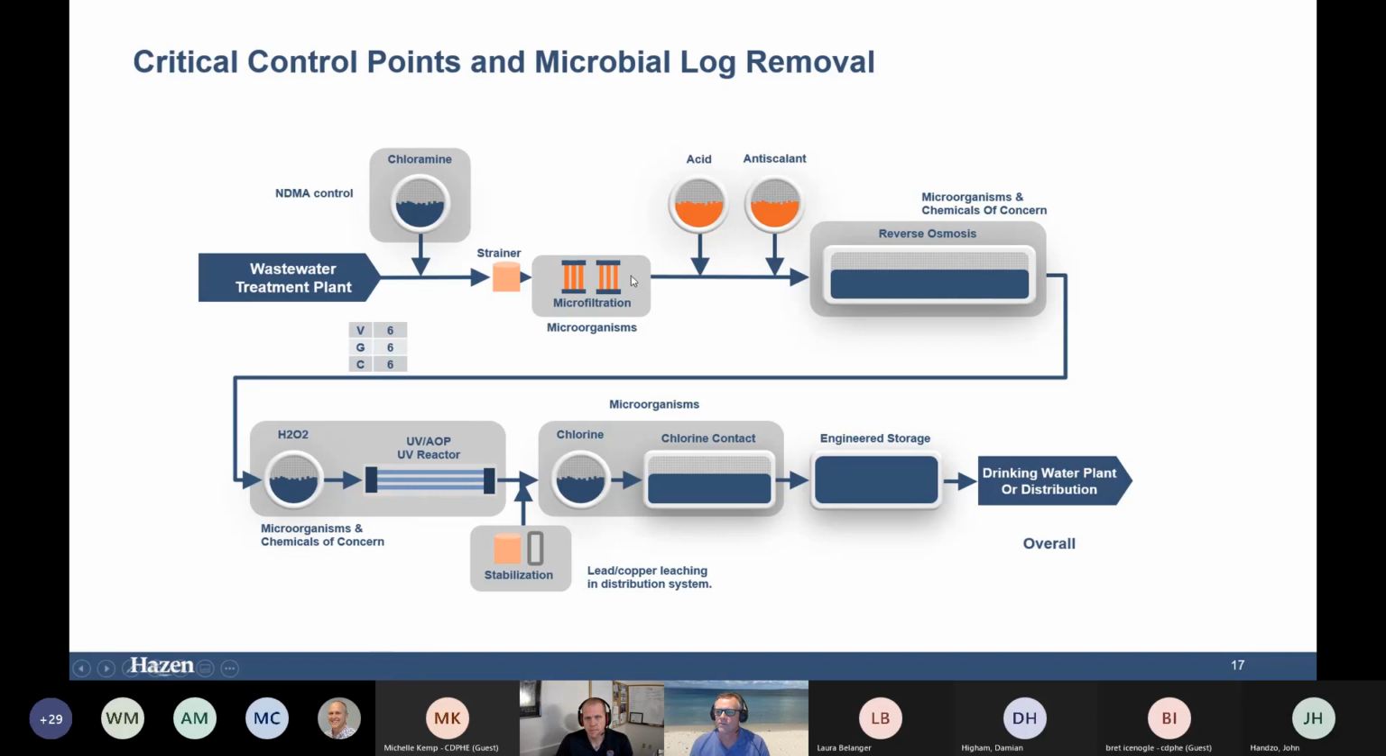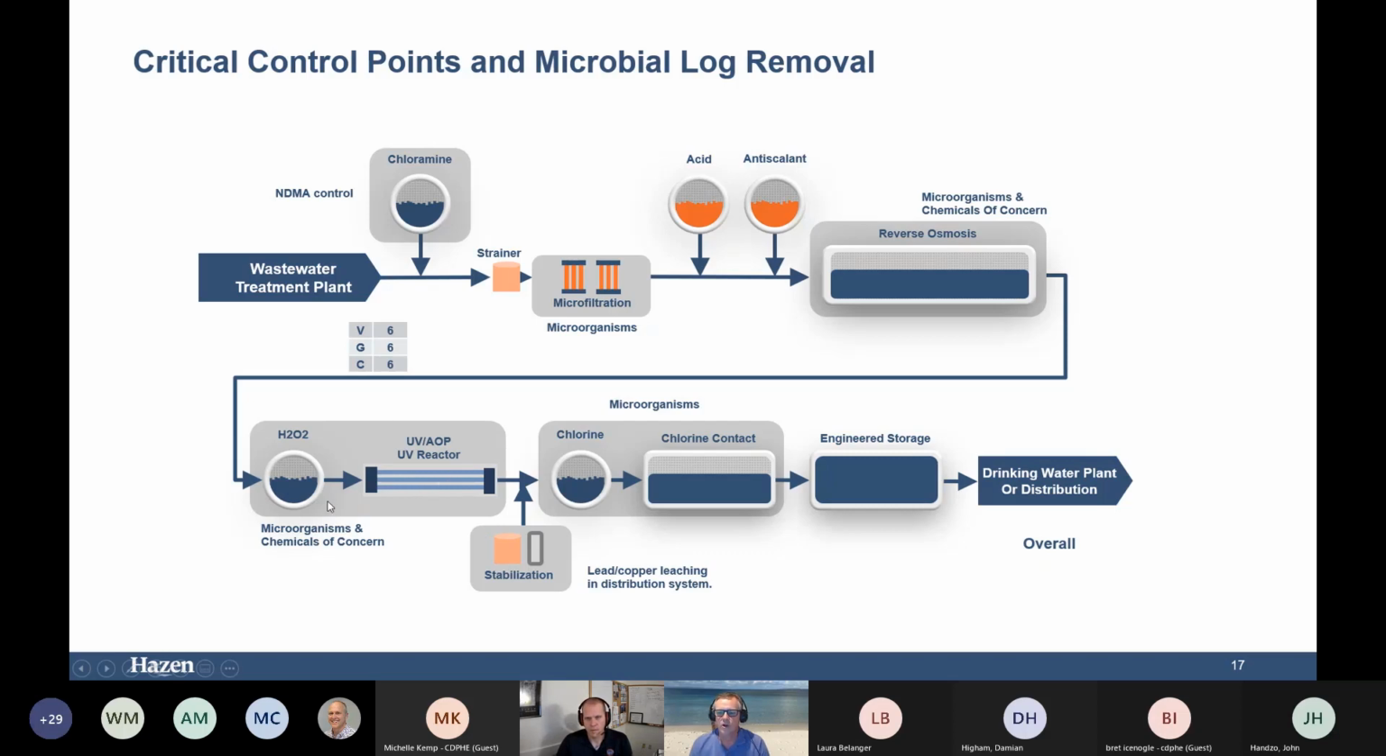But if we walk through microfiltration, it can remove microorganisms. We can validate that with critical monitoring, which is our integrity testing. And so that becomes a critical control point for us. Reverse osmosis can remove microorganisms and chemicals of concern, and we have some monitoring on the RO to at least tell us to some level that we have some removal capability, so it becomes a critical control point.